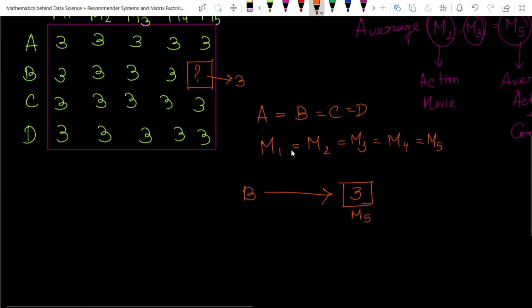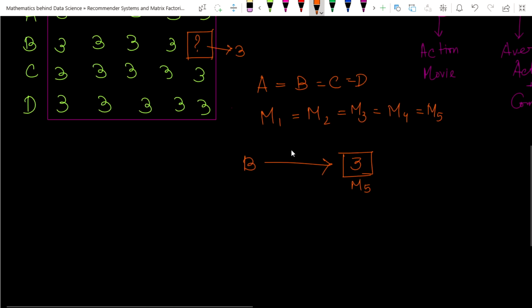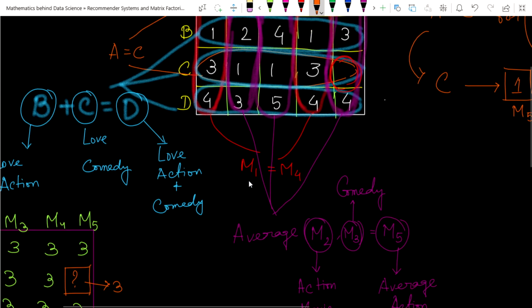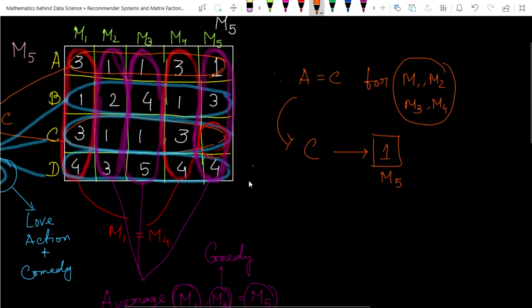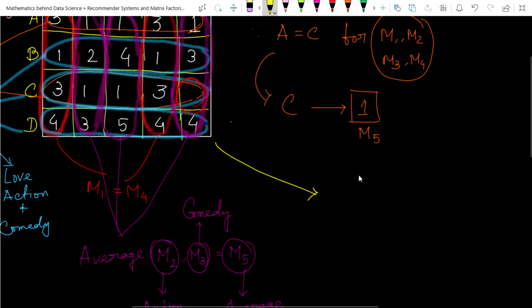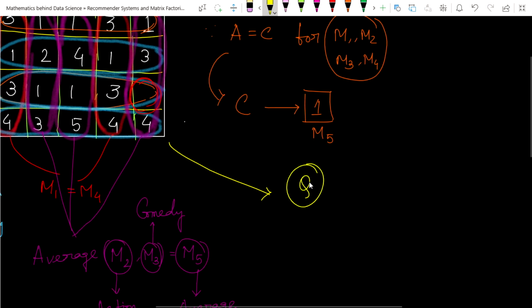Now the question is, how do we figure this out? Because this is a small matrix, we can easily find out from this matrix which columns are dependent. But in the Netflix data set there is a huge amount of data. The question that comes to our mind is, for a large data set, how do we figure out all these dependencies and find this value?